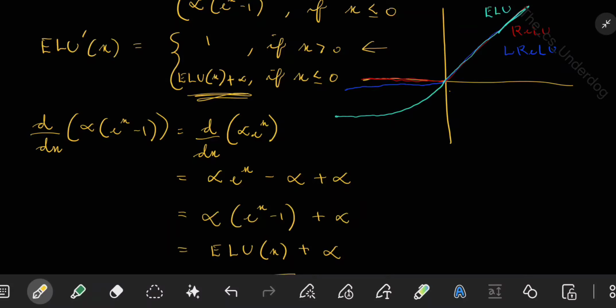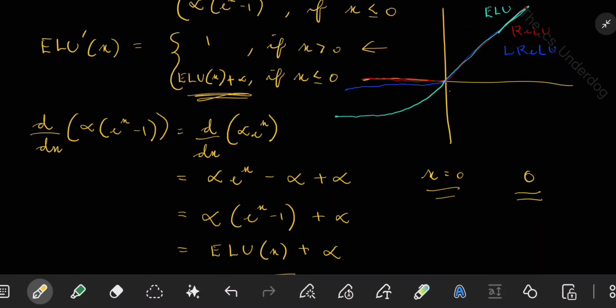But the important part is what happens when the value is negative. So derivative actually tells you about the slope. For negative values, you understood it is smooth and differentiable, plus it starts at alpha. So when x is equal to 0, what happens? At this point, it starts at alpha and it approaches 0.